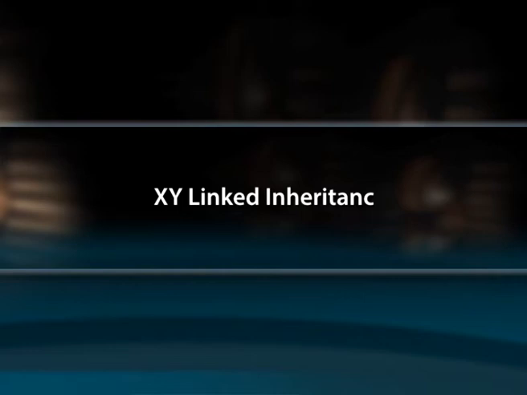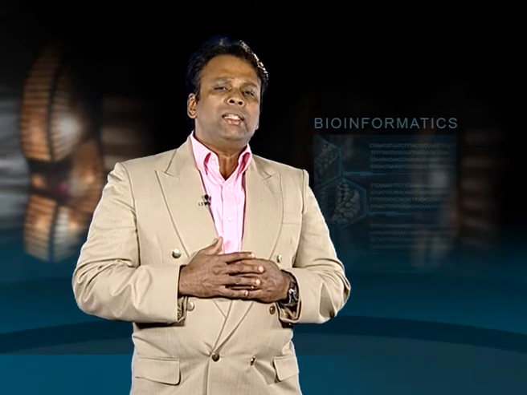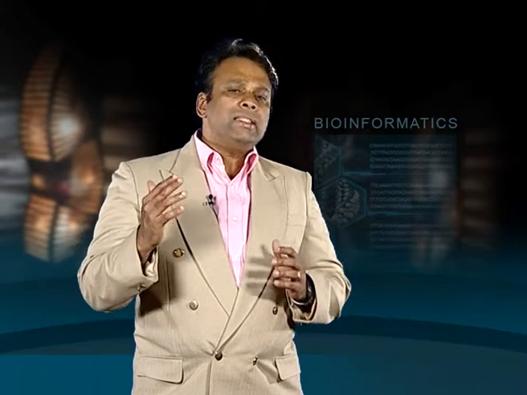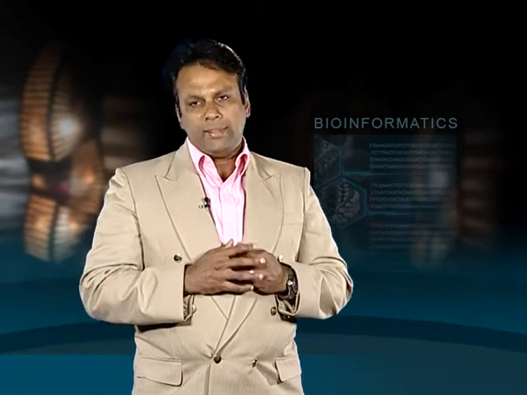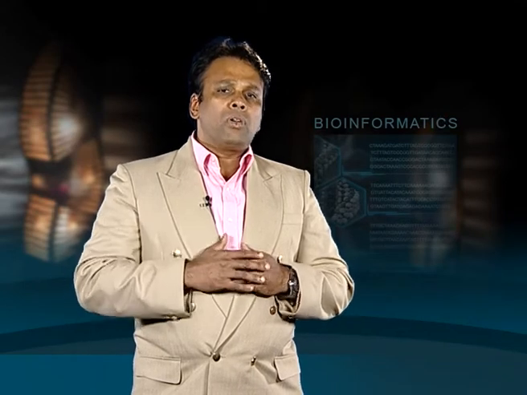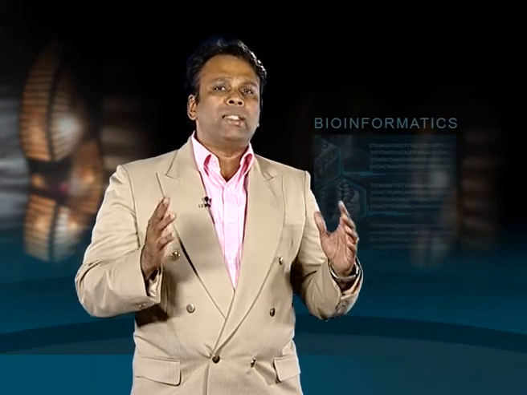Now, we will see about XY-linked inheritance. Certain sex-linked genes are located on both X and Y chromosomes. They are called XY-linked genes and their inheritance is called XY-linked inheritance. XY-linked genes are partially linked because crossing over may occur in the homologous sections of X and Y chromosomes. Bobbed bristle is an excellent example for XY-linked inheritance in Drosophila.